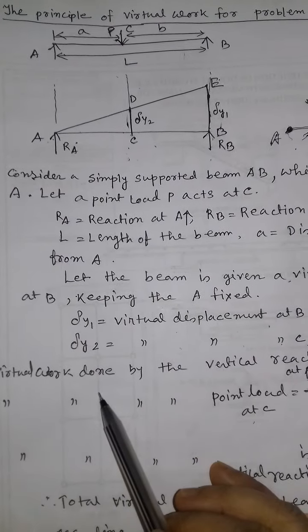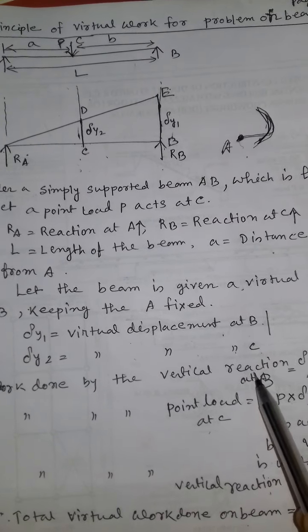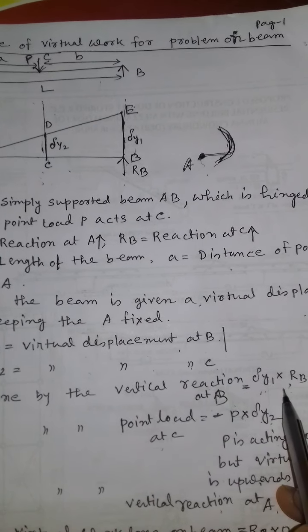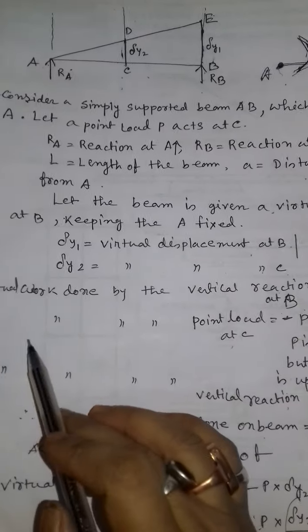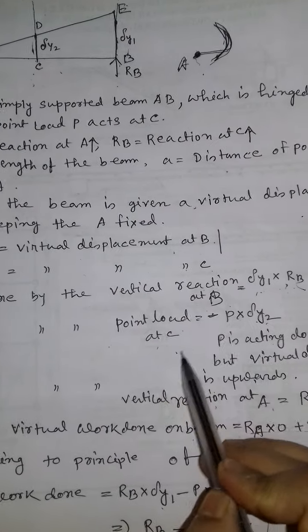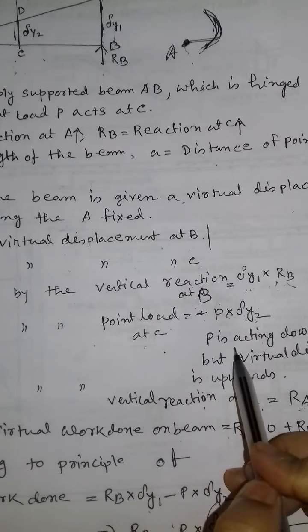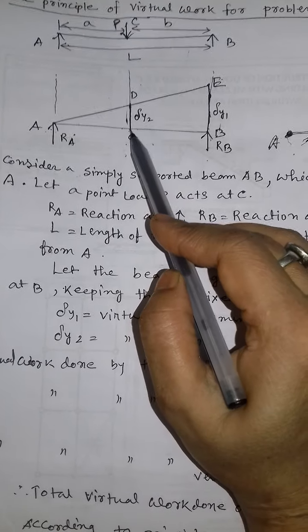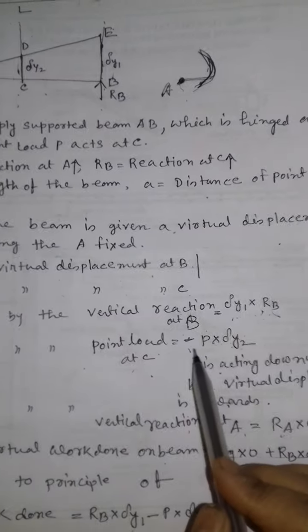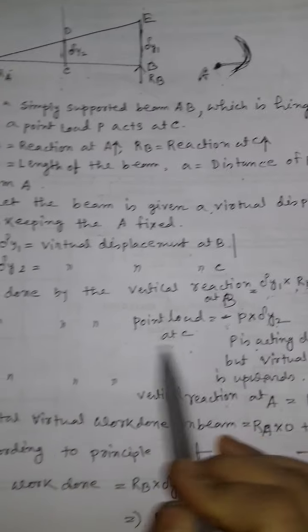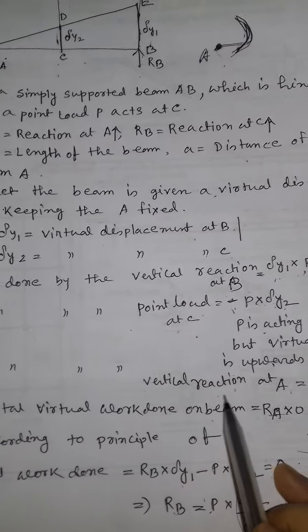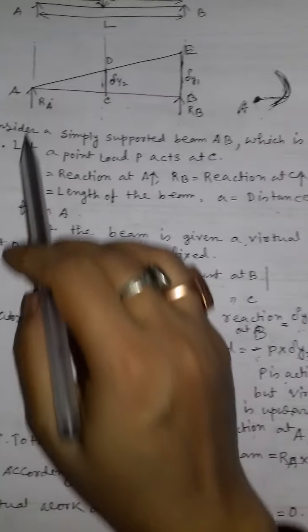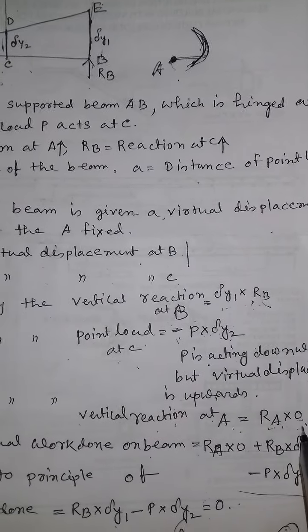Now we apply the virtual work done by the vertical reaction at B. This is equal to del y1 into RB. The work done by the point load at C is equal to minus P into del y2. Here minus is because the load is applied downward and the displacement is upward. And the virtual work done by the vertical reaction at A is equal to RA into 0, because there is no displacement at A.